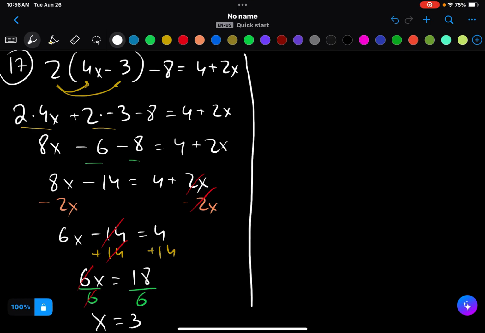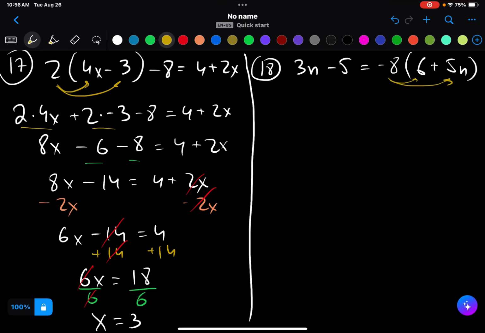Let's do 18 right next to it. Then we've got enough room. 3n minus 5 equals negative 8 times a parenthesis, which has 6 plus 5n inside. The first thing we're going to do is distribute the negative 8 to everything inside the parenthesis. So we're going to have 3n minus 5 equals negative 8 times 6, and then negative 8 times 5n.